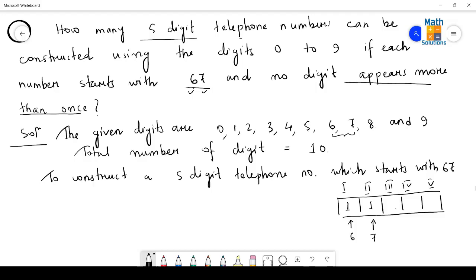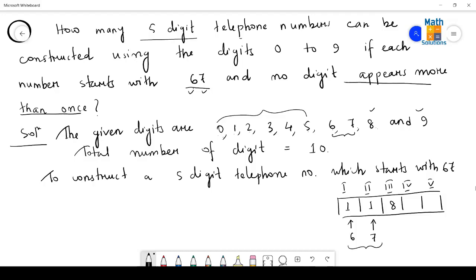Therefore, we have to choose those digits that are not used in these two places. Apart from 6 and 7, the rest of the digits we can choose for this third position. In total there are 10 digits, out of which we have to keep aside these two digits. So how many options are left in our hand? 1, 2, 3, 4, 5, 6, 7, 8. There are 8 options left in our hand. So for the third place there are 8 options we are taking.